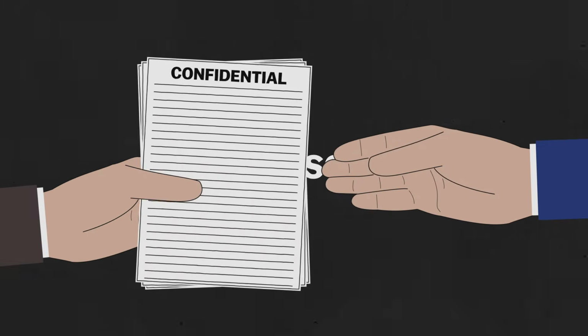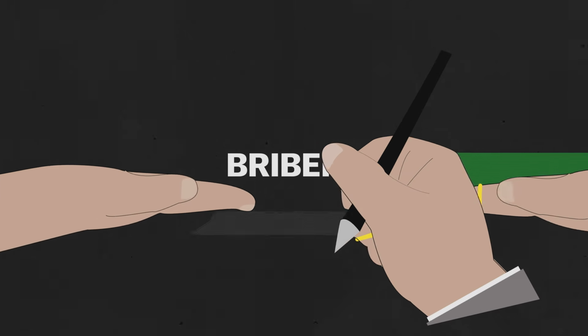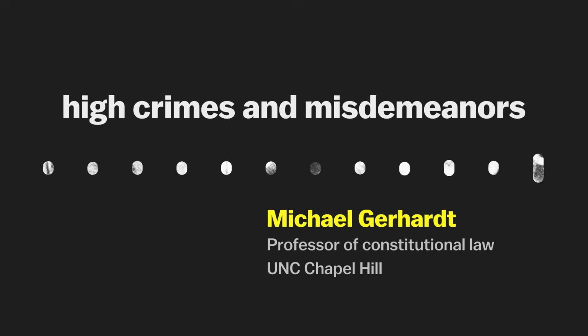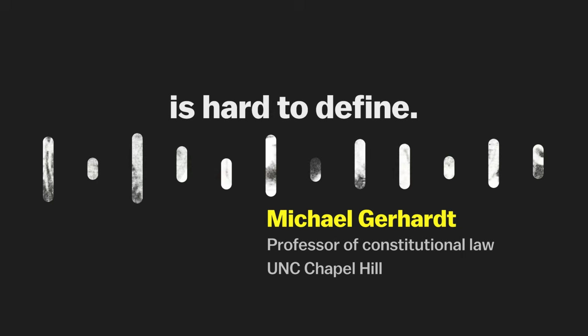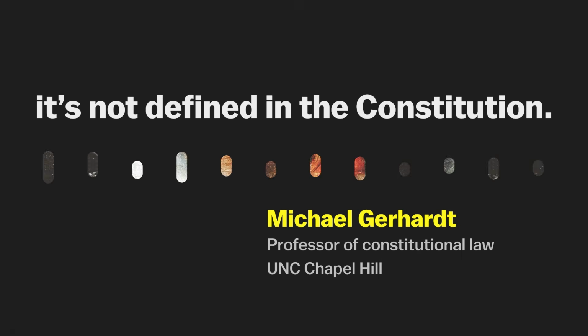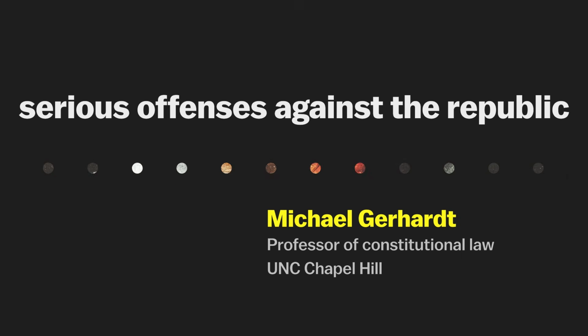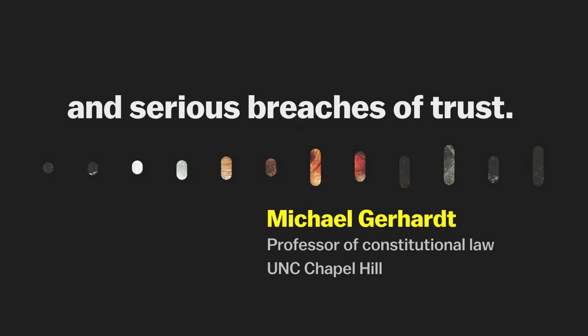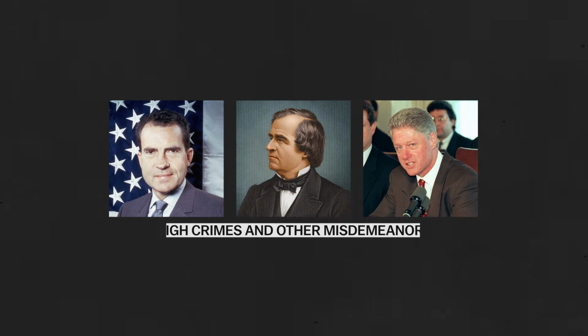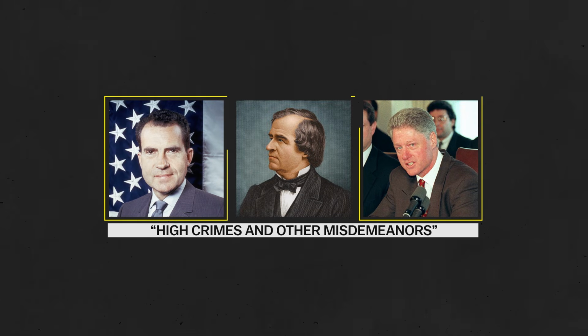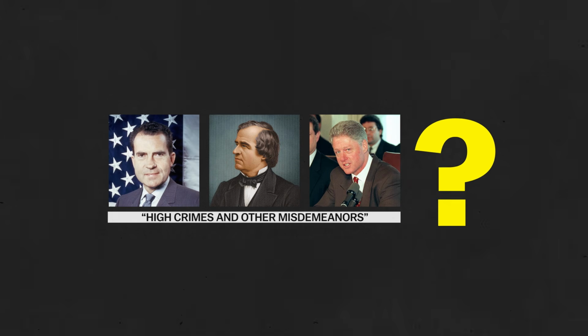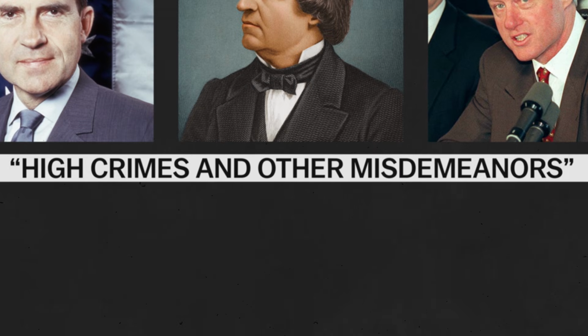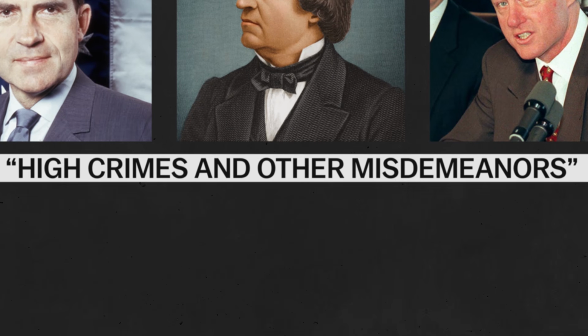The first 2, treason and bribery, are pretty straightforward. Treason means helping enemies of the United States, and bribery is taking money or gifts in exchange for a political favor. And the last phrase, high crimes and misdemeanors, is hard to define. Obviously, it's not defined in the Constitution, but these were thought to be serious offenses against the Republic and serious breaches of trust. For 3 U.S. presidents, Andrew Johnson, Richard Nixon, and Bill Clinton, the question of whether to impeach and remove them from office centered around whether their behavior fit into this 3rd category of high crimes and misdemeanors.